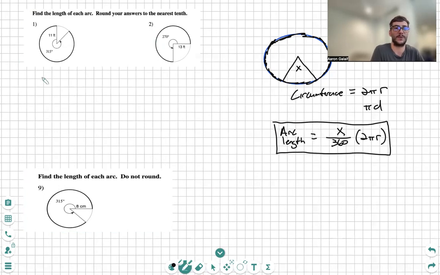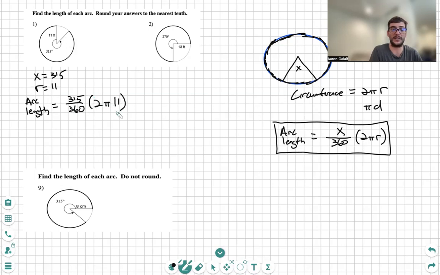Number 1. First, we see that the x involved is 315. We want the darkened version, what has been bolded. That is our goal. So 315 is our x, radius is 11, and we just plug and chug. Arc length is equal to 315 over 360 times 2 pi times 11. That's it. And we're just going to clean that up as best we can.